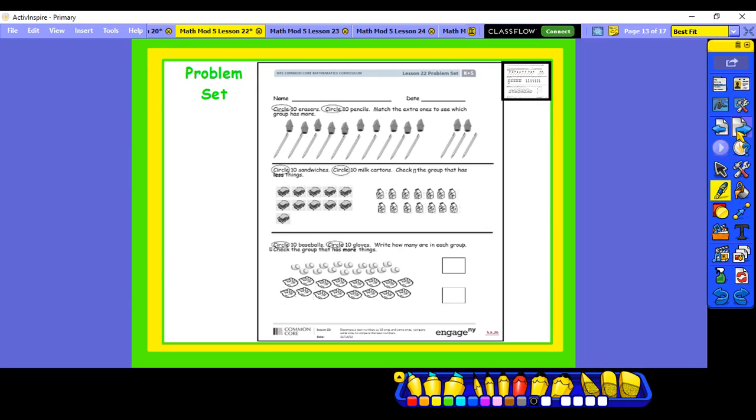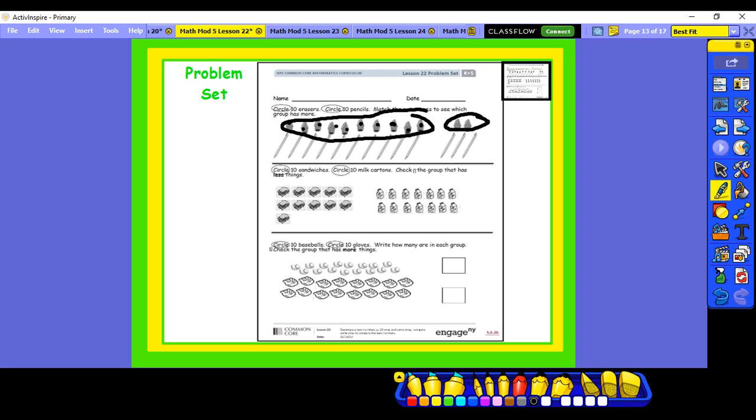Now let's look at some pictures. We're going to circle the groups of 10 to try to figure out which is less or more. Let's start off by comparing our erasers and our pencils. Look at our erasers. Let's find and circle our group of 10. 1, 2, 3, 4, 5, 6, 7, 8, 9, 10. Circle it.